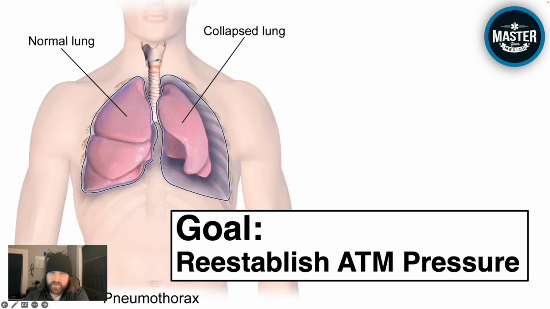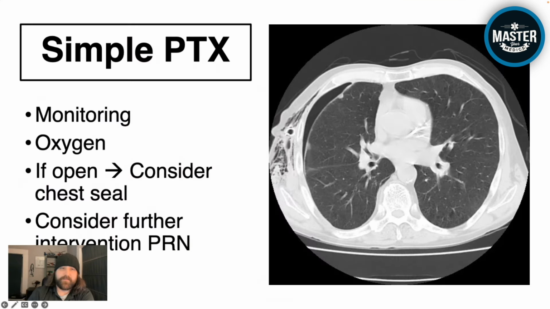We're not going to do that in the field. We're just trying to reestablish atmospheric pressure. We're trying to not make the pleural space positive anymore. So, if it's an open pneumothorax, you can put a chest seal on, right? I'm sure we've all seen those. How I usually do it is if they're breathing on their own, breathing spontaneously, you can put a chest seal on. If they're under positive pressure, so if I'm bagging them, I just don't.